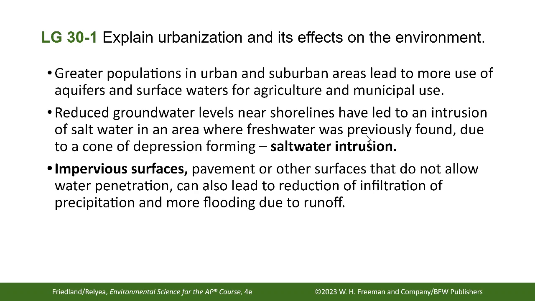Okay, so greater populations in urban and suburban areas lead to more use of aquifers and surface waters for agriculture and municipal use. So the bigger the population is, the more water you need. Reduced groundwater levels near shorelines have led to an intrusion of saltwater in an area where freshwater was previously found, due to the cone of depression forming and a saltwater intrusion. We'll look at a picture of that in just a minute.